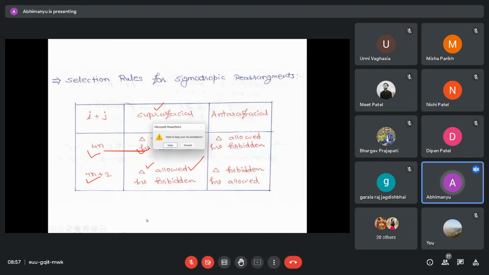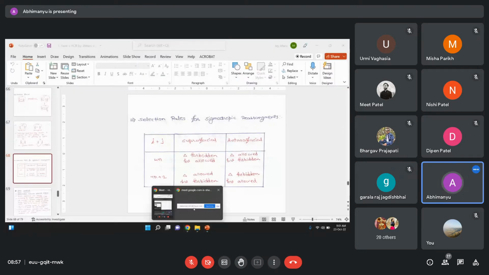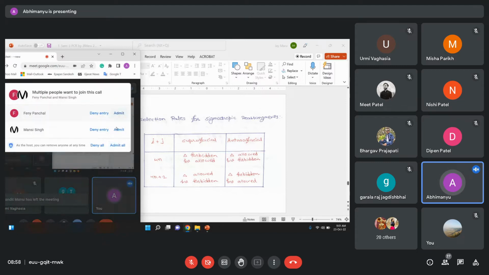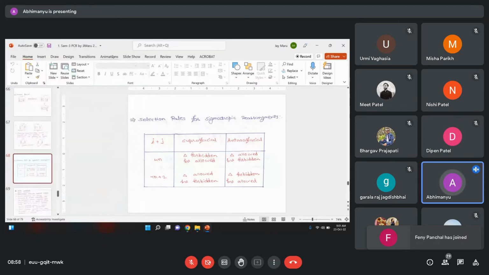So these are the selection rules. By using these selection rules, now we can decide the stereochemistry of the product.